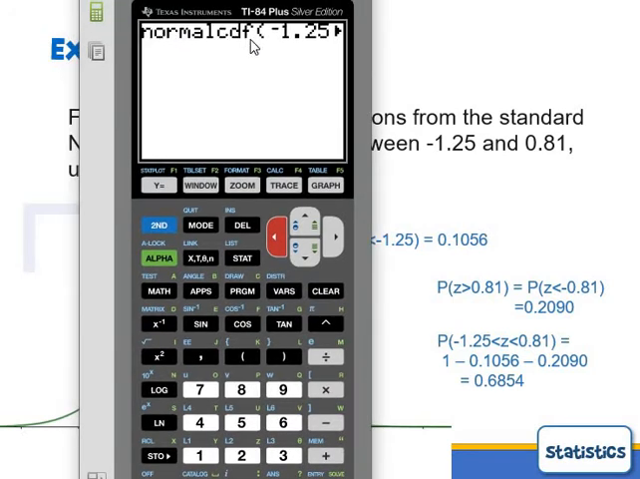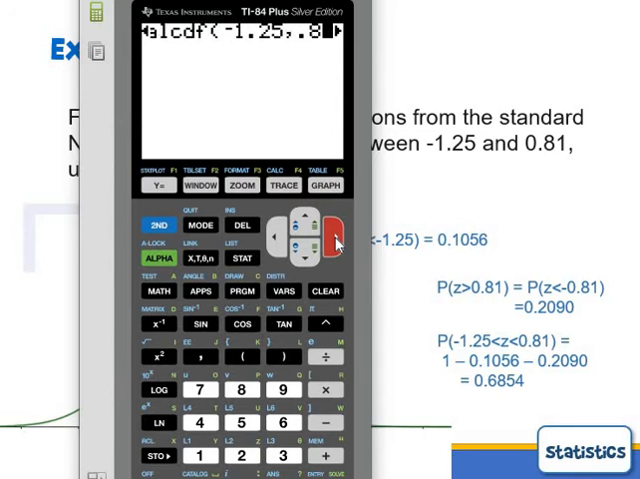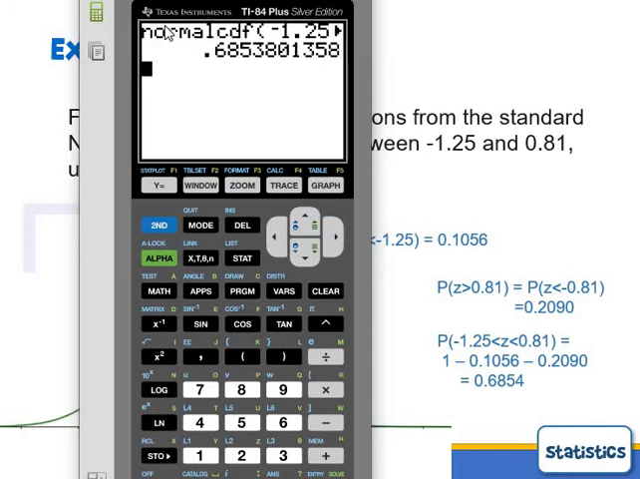It'll just pop up on your screen with normal CDF, and you have to type these things in the right order. If you want to find the area between A and B, it's always A, comma, B, your lower limit, comma, upper limit, comma, mu, comma, sigma. Hit enter, and it'll instantly give you a value with a lot of accuracy.